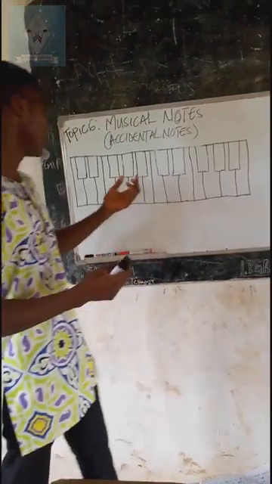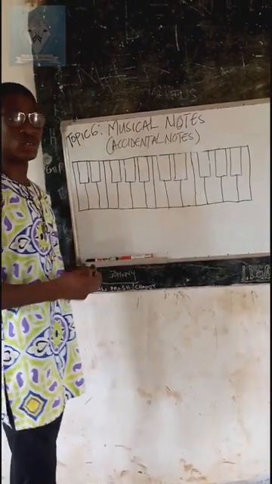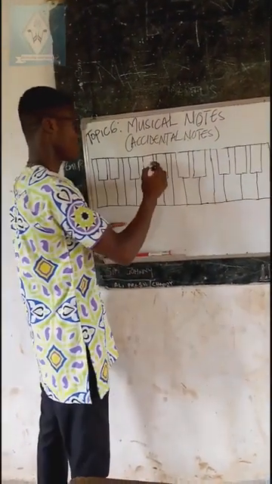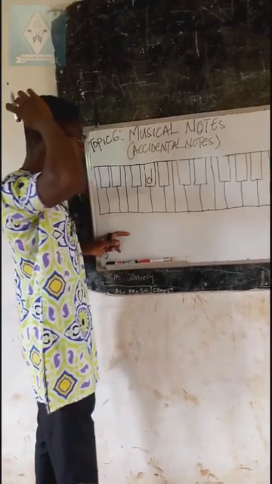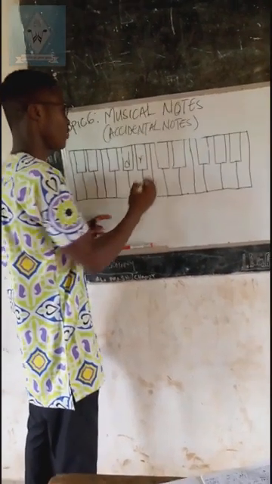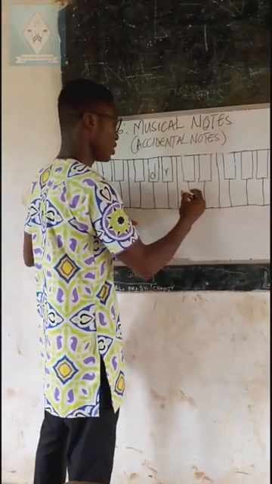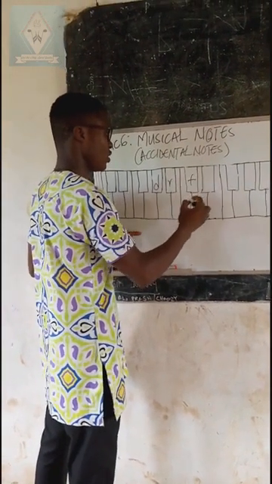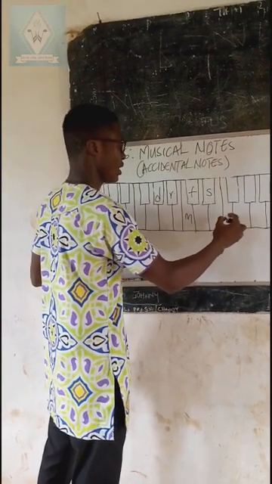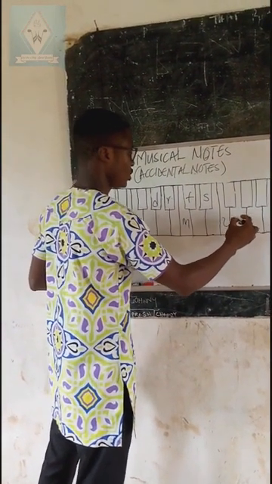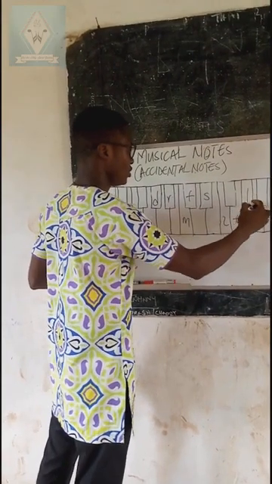Now playing on A flat, do will be on A flat because do is our key note. Now from do to re is a tone, from re to mi is a tone, mi to fa is a semitone, fa to sol is a tone, sol to la is a tone, la to ti is a tone, and ti to do is a semitone.